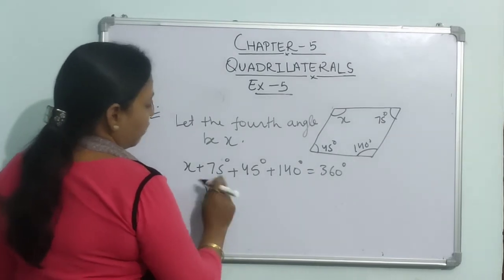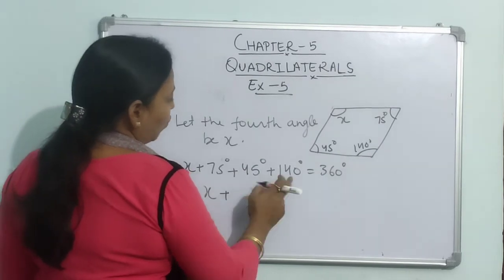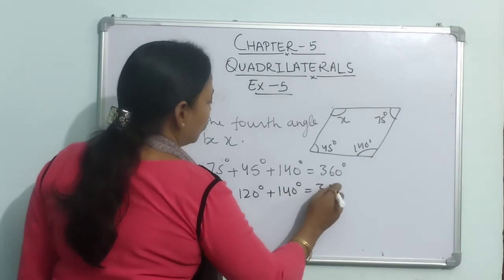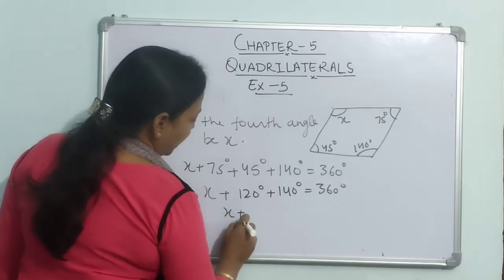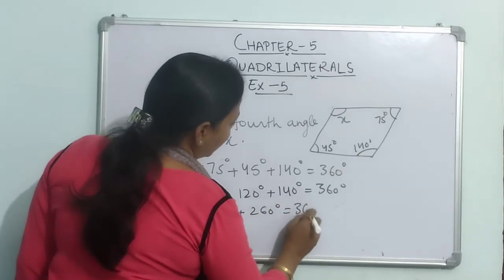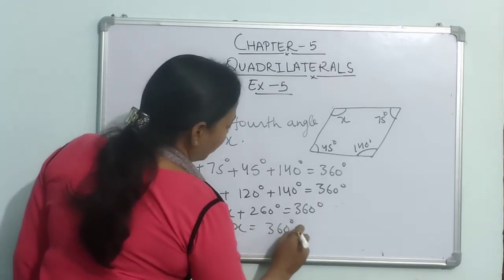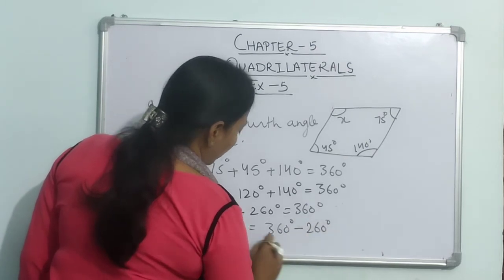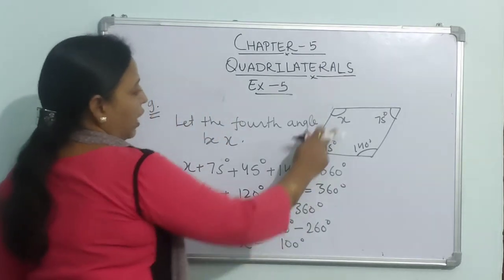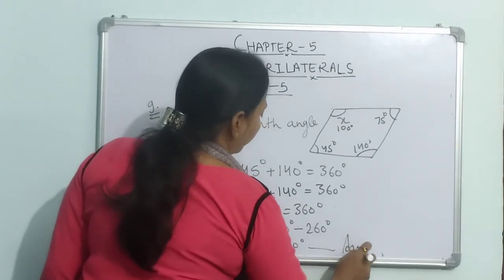So x plus, when we add 75 plus 45, it will be 120, plus 140 degree. You can add in one line also if you want. So it will be x plus 260 degree is equal to 360 degree, or you can write x is equal to 360 degree minus 260 degree, that is 100 degree. X is equal to 100 degree. So the unknown fourth angle x is equal to 100 degree. This is your answer.